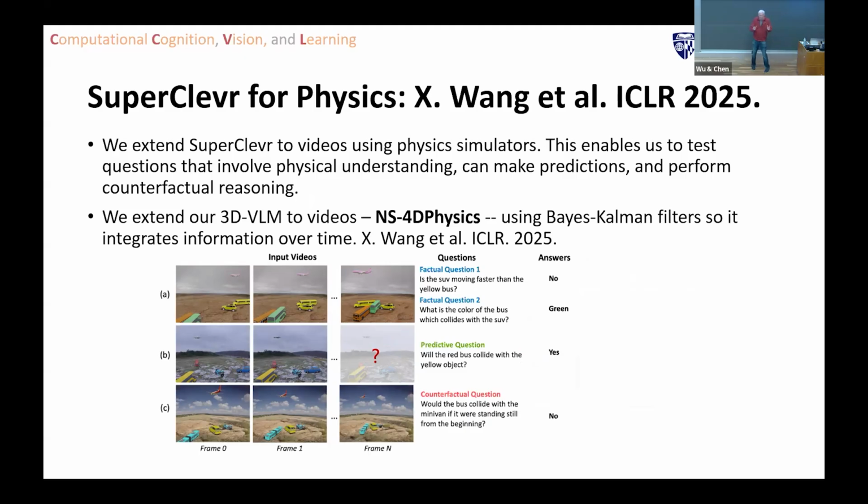And the point with physics is that you can now do this on a video, and you can use physics simulators to move cars and objects around in this scene. And then you can ask questions on the video, factual questions. Is the SUV moving faster than the yellow bus? Then what is the color of the bus which collides with the SUV? Will the red bus collide? You get the basic idea. Counterfactual questions. What happens if one object was standing still? If you stopped it dead, what would happen?